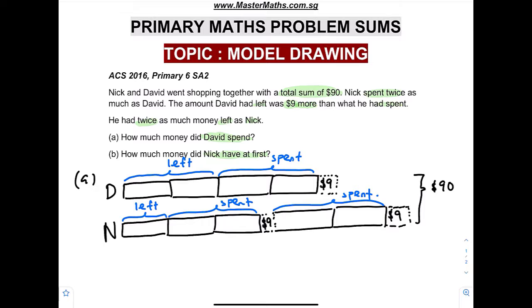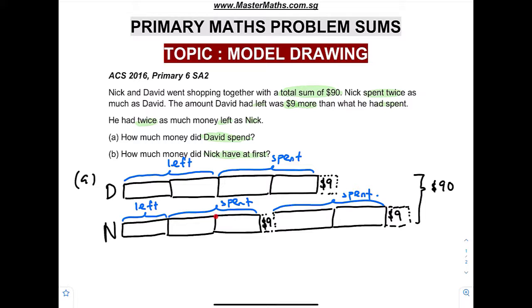Now as for Nick, trace backwards again. Nick spent twice as much as David. So for Nick, he is going to spend this section here, which is the same one. And there is also a gap of $9. It's very similar to David. But what we need to do is to copy this section one more time. Why? Because Nick actually spent twice as compared to David.